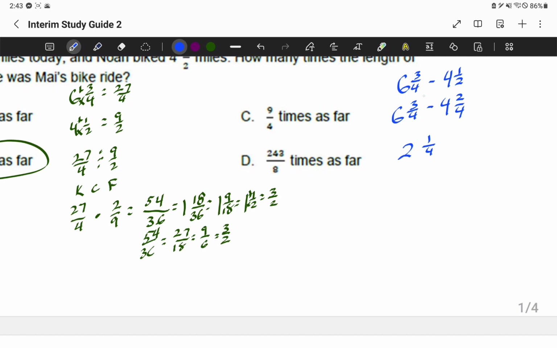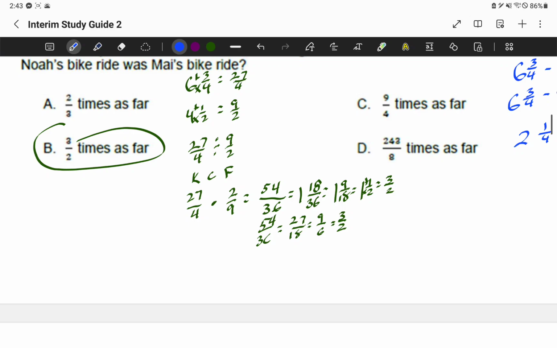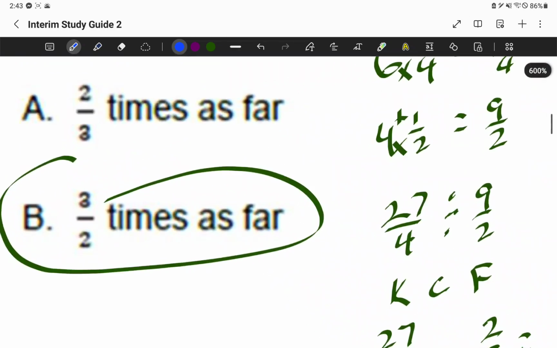So we know it goes in one time, because we can't take 4 1/2 away again. So since that's less than 1, it's gone.